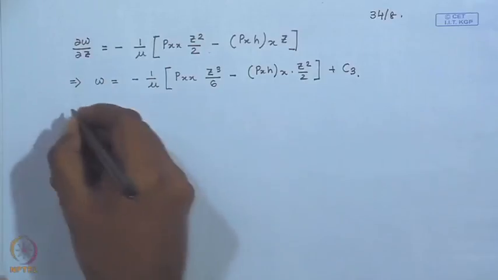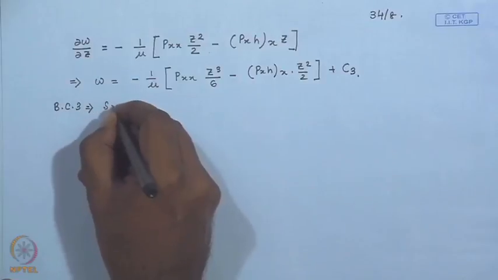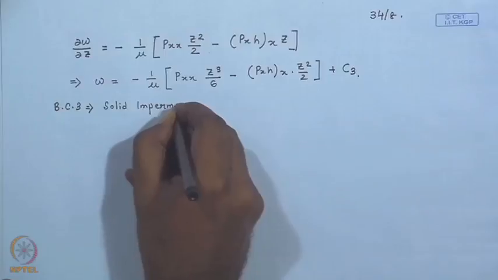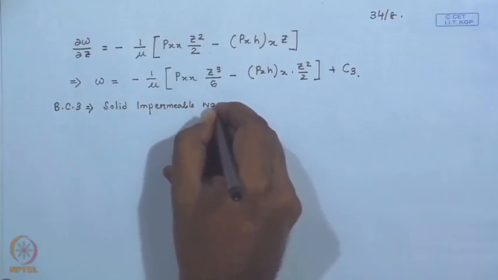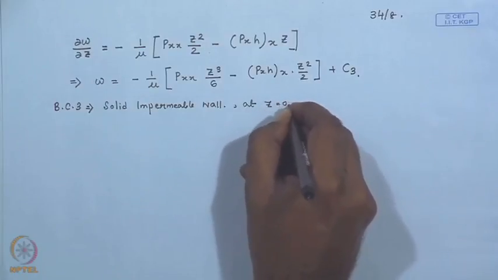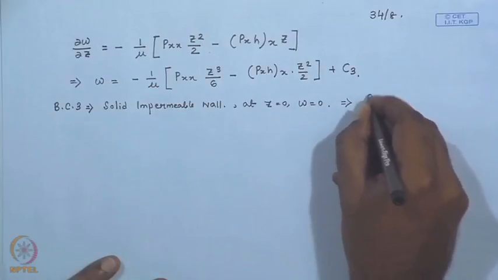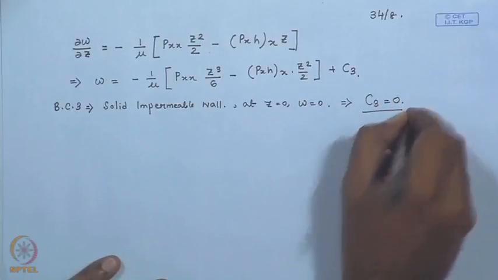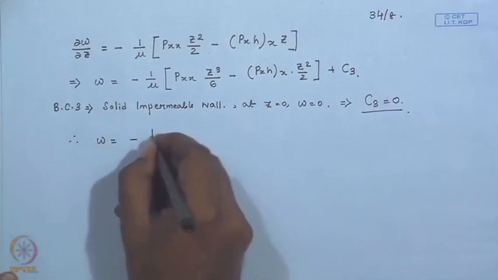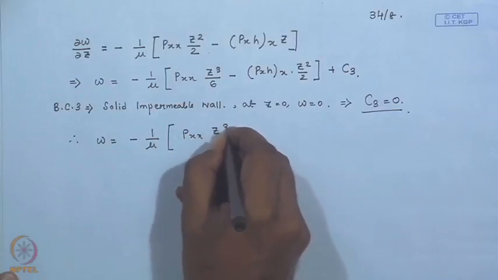At this point, we invoke the third boundary condition, which is that of a solid impermeable wall, that is at z is equal to 0, w is also equal to 0, which gives us C 3 is equal to 0. Therefore, we are now left with another expression of w in terms of z.